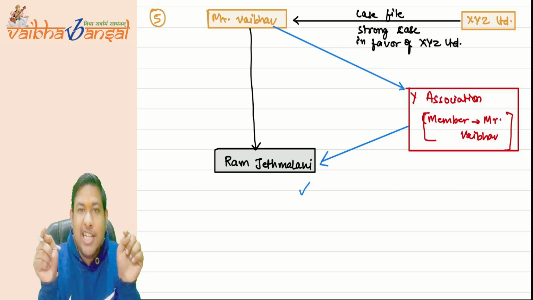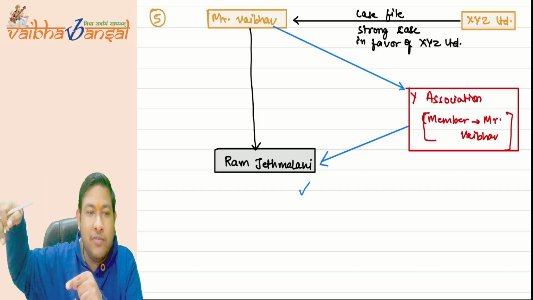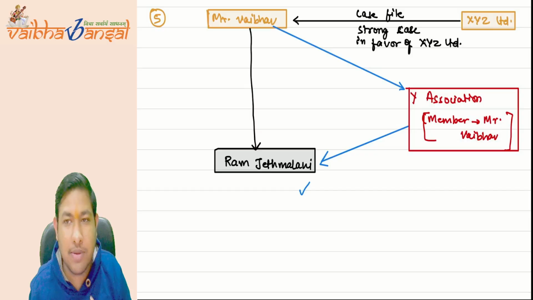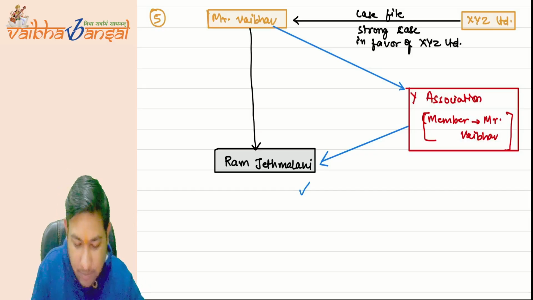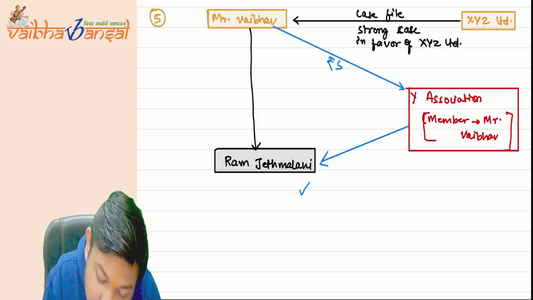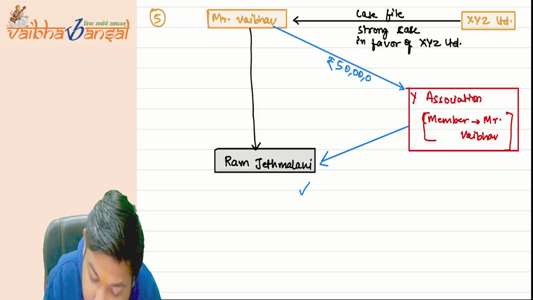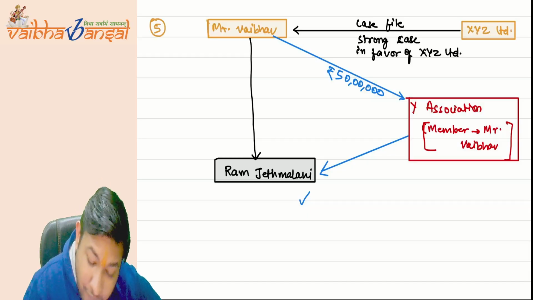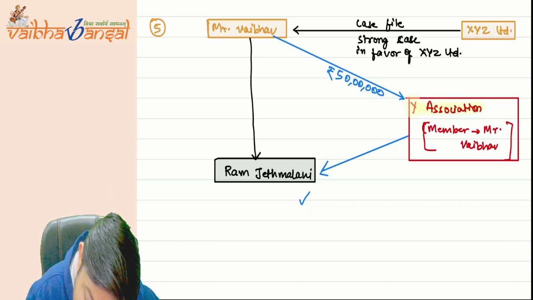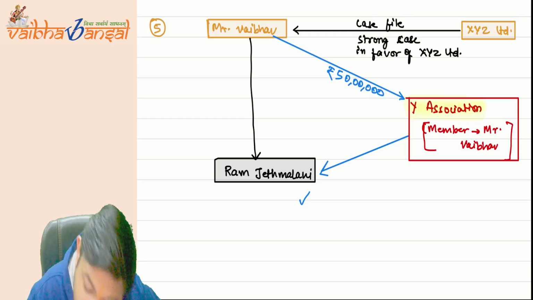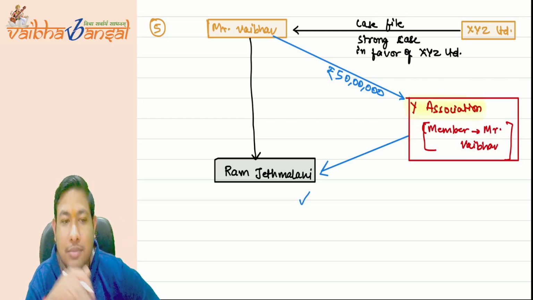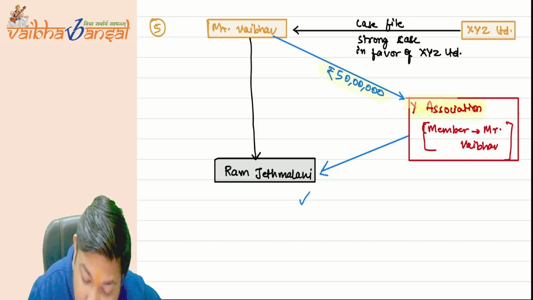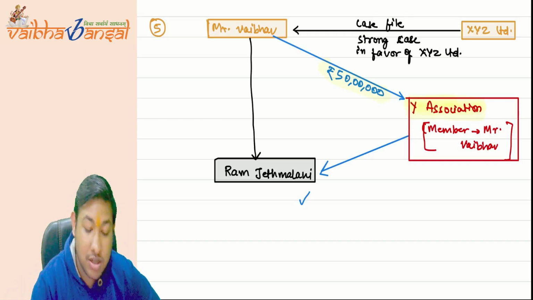But for that arrangement, Mr. Weber went to the Y Association, and the Y Association appointed Mr. Ram Jethmalani on behalf of Mr. Weber. So the association charges something, suppose 50 lakh rupees. Now this 50 lakh rupees will be taxed under the head PGBP for the Y Association. Is this point clear?